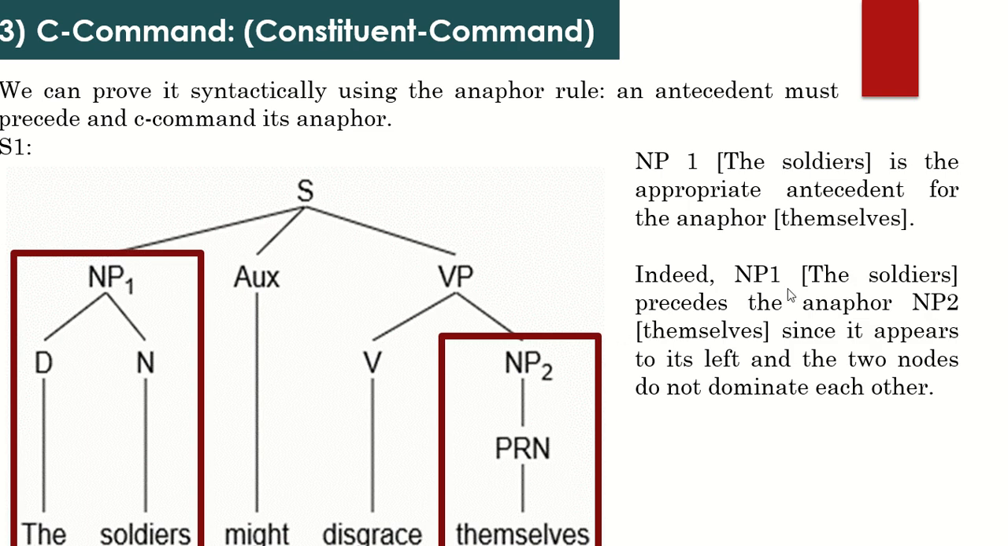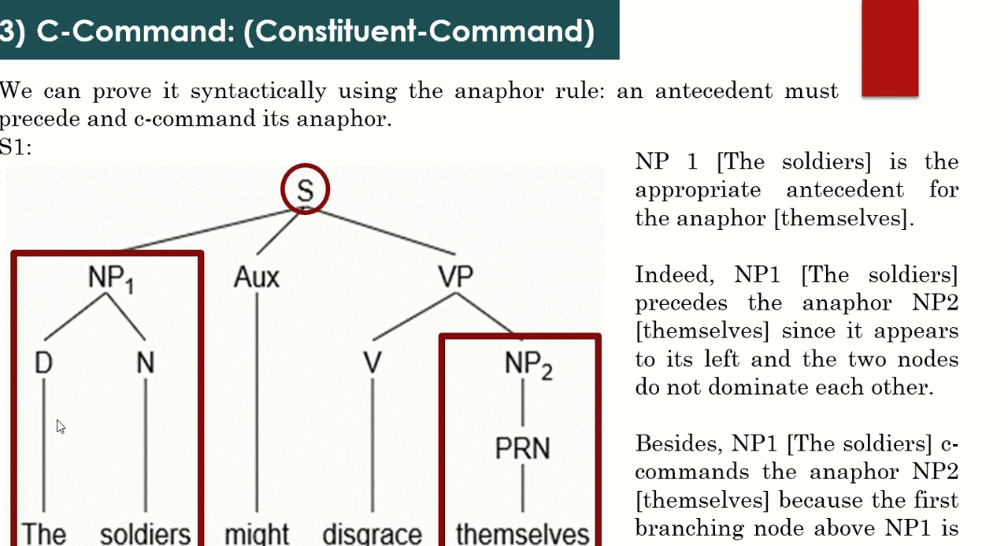How? Indeed, NP1, which is the soldiers, precedes the anaphor NP2, themselves. We said precedence: it appears to its left. NP1 is to the left of themselves, and they do not dominate each other. NP1 does not dominate NP2 and NP2 does not dominate NP1. This is precedence. For c-command, NP1, the soldiers, c-commands the anaphor NP2, themselves.